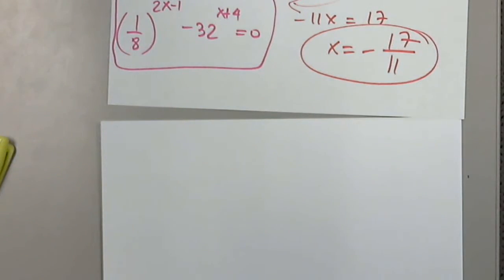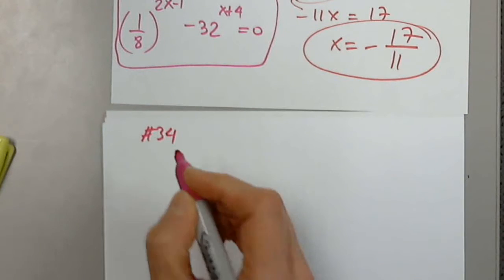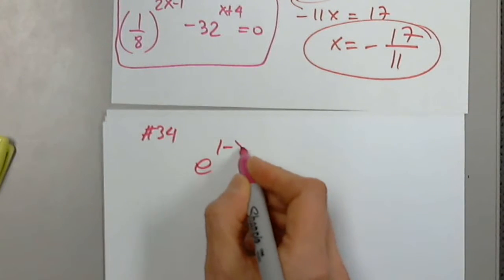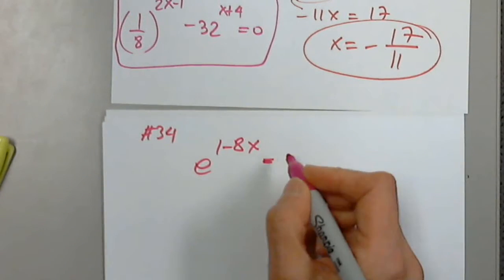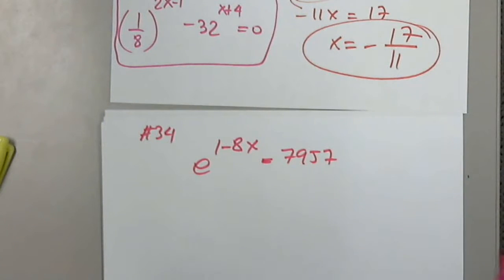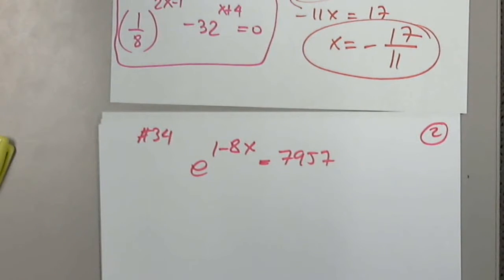So let's look at another type. We are on page 514. Let's say 34, in which we have e to the 1 minus 8x equals 7957. Okay, what type of equation is this?